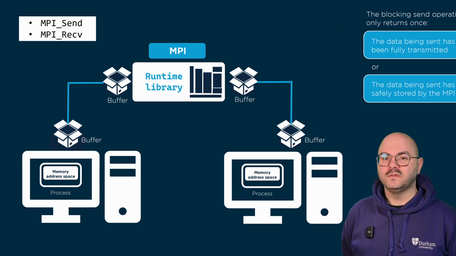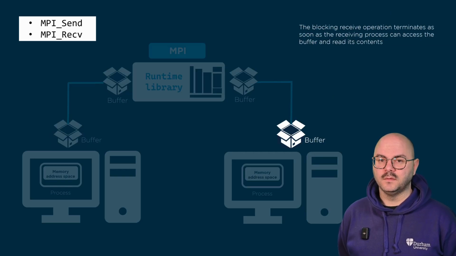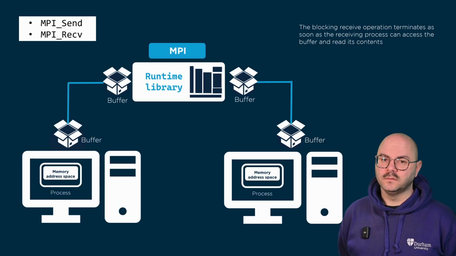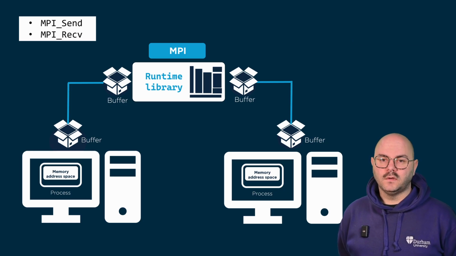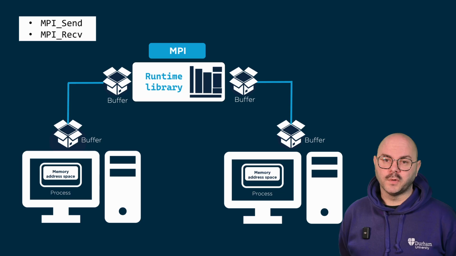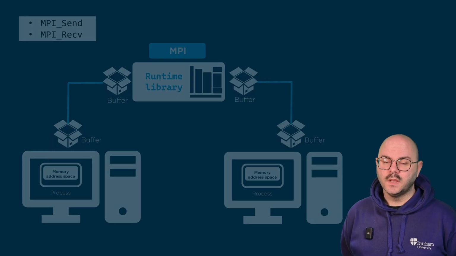Similarly, a blocking receive operation terminates as soon as the receiving process can access the buffer and read its contents. This ensures that the data is fully available before proceeding. Note that blocking calls are not necessarily synchronous. It is rarely the case that a blocking call will return when the receiving process has the data. Understanding this distinction is crucial, as it often causes confusion when analyzing performance in MPI applications.